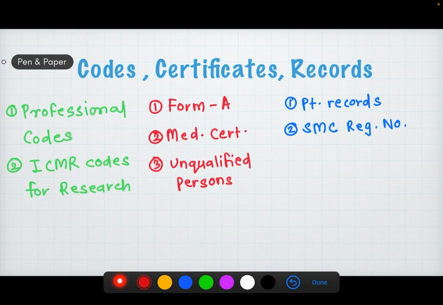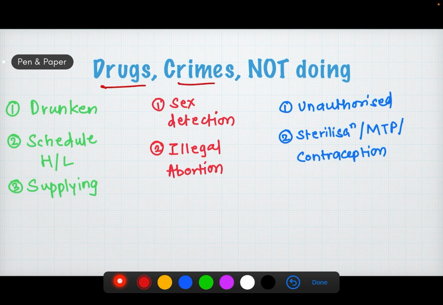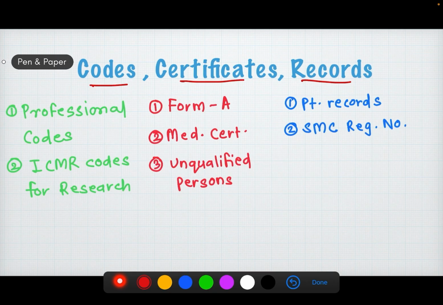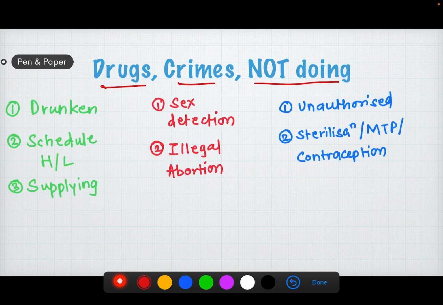So to remember all of these acts included in professional misconduct, you should categorize them. First, codes, certificates and records. Then drugs, crimes and not doing. Then behavior. Okay. So first, codes, certificates and records. Professional codes, ICMR codes for research. You should follow them. Form A, medical certificate, unqualified persons. You should not issue a certificate to unqualified persons. Then records, you should maintain patient records for 3 years. SMC registration number, you should display it.